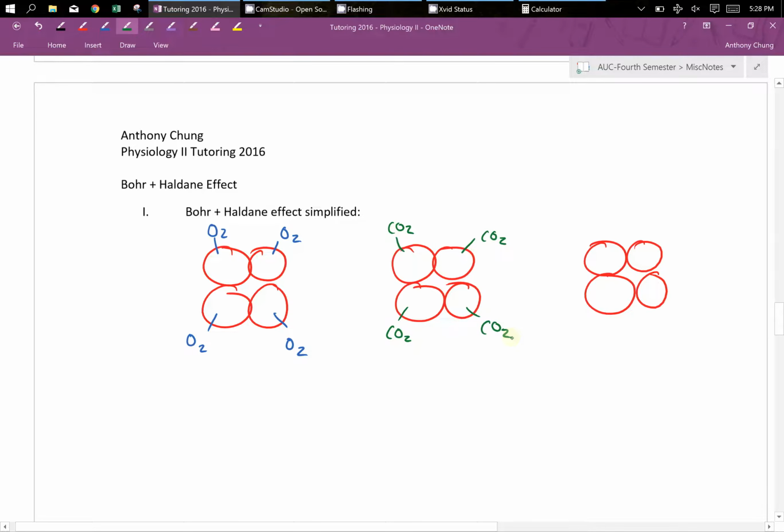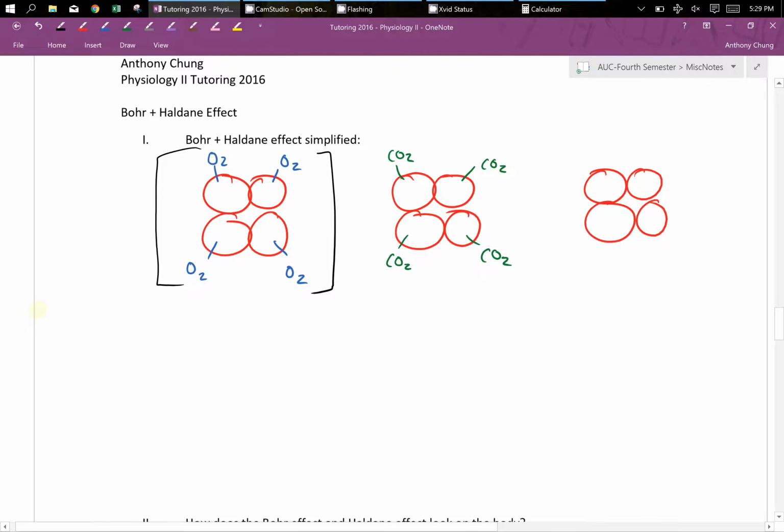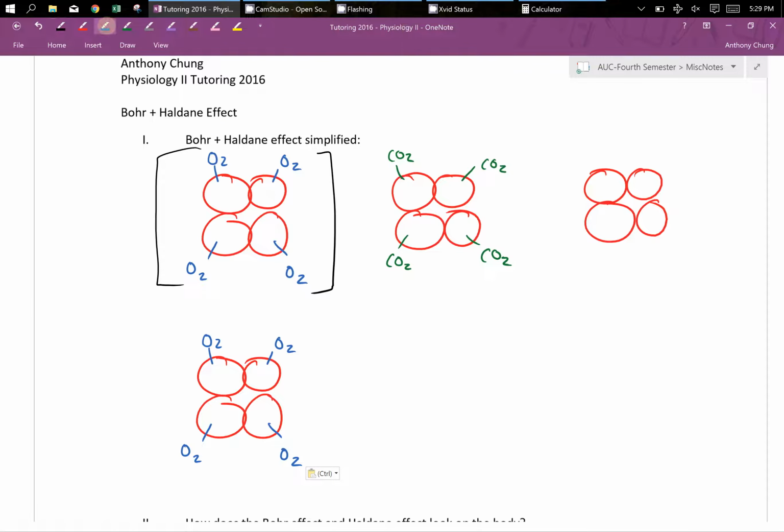So let's take this first molecule over here, this molecule of hemoglobin with lots of oxygen, and let's dump it in an environment where you have a lot of O2. In the case that you have a lot of O2, nothing changes. Because think about it, oxygen is going to come in, it's going to hit your hemoglobin, and maybe this oxygen might leave at one point. So with oxygen, nothing changes. Same thing happens with carbon dioxide.